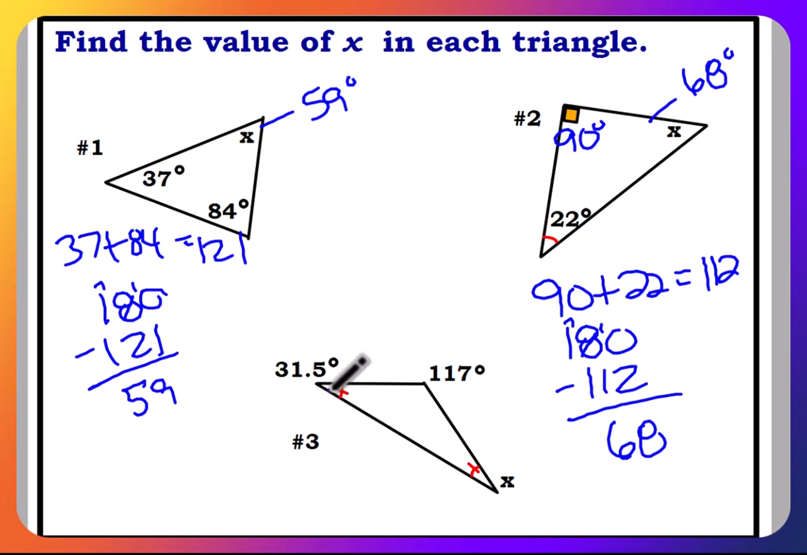So if this angle measures 31.5 degrees, then that means that angle X also measures 31.5 degrees. So we actually didn't have to solve for anyone, right? We just needed to know that these were congruent angles, which meant that they measured the same.